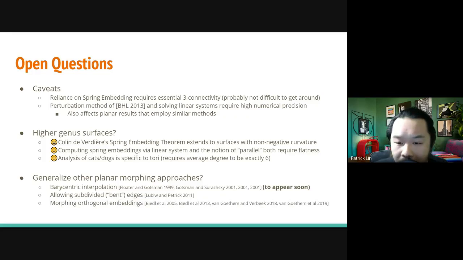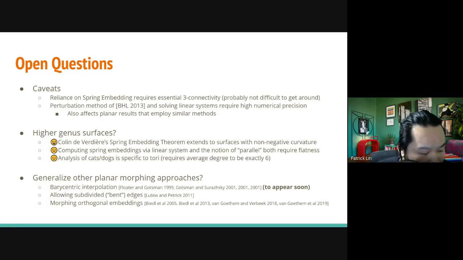There's this other result about morphing between orthogonal embeddings. This is really nice if you're thinking about things like VLSI or circuits, where you want to print graphs in such a way that all of the edges are drawn as either purely vertical or purely horizontal. And then people thought about, well, what about morphing between these embeddings?